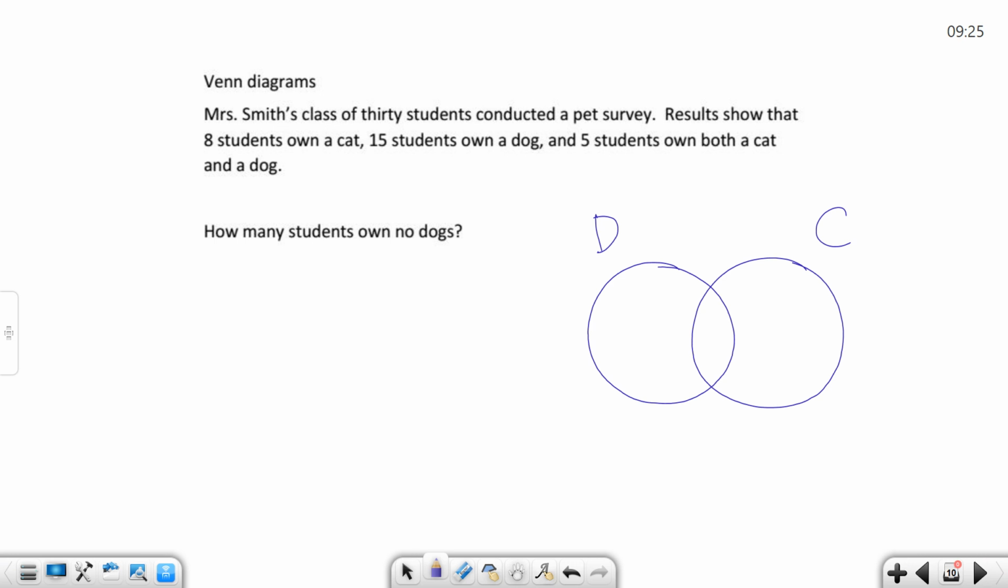Now, we talked about the universal set earlier. That's how many are total in there. So the universal set for this one is 30. There are 30 total students. And so that's going to be an important part of this. Now, there's no certain way to start these, but what I have found when I work them is to start in the middle. So in the middle is where they overlap. So like this little place right here, that's where you have both dog and cat.